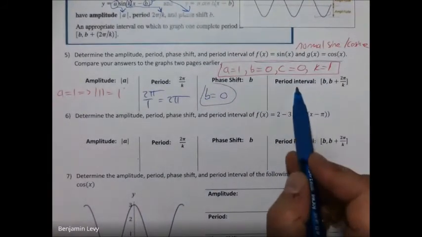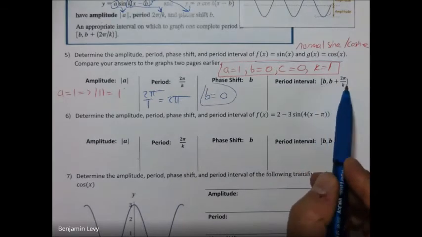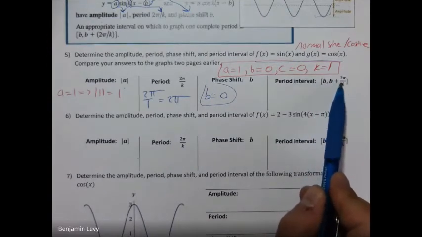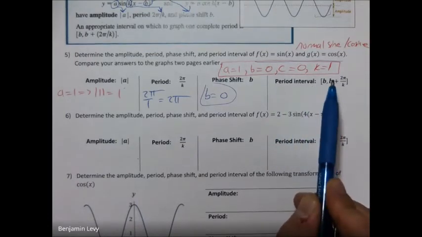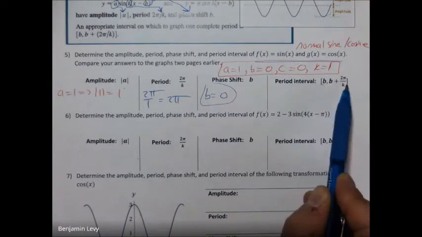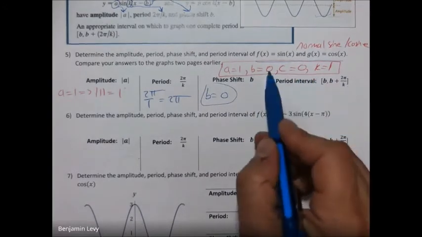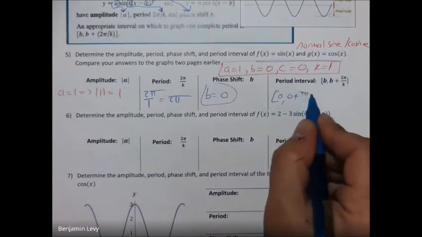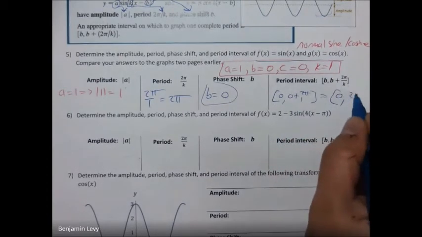And then finally, what's the entire interval? So it goes from B to B plus 2 pi over k. In other words, B controls the shift, so it shifts over, and then k controls the horizontal stretching or shrinking. So when we look at the entire period of the interval, it starts at B, and then k controls where it ends. In this particular case, our B is 0 and our k is 1. And so it's going to go from 0 to 0 plus 2 pi over 1. 0 plus 2 pi is 2 pi.